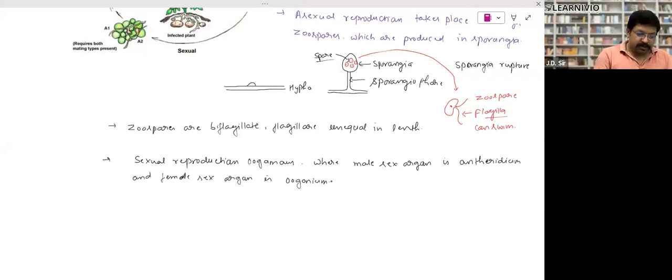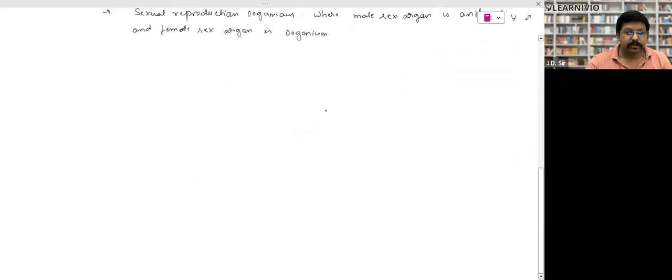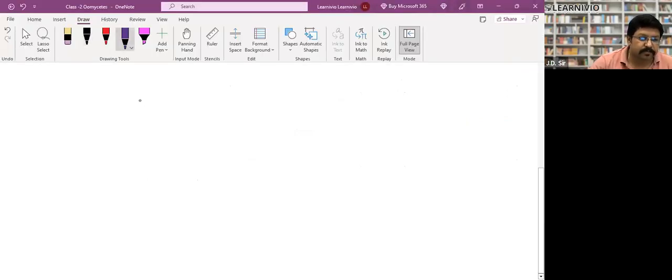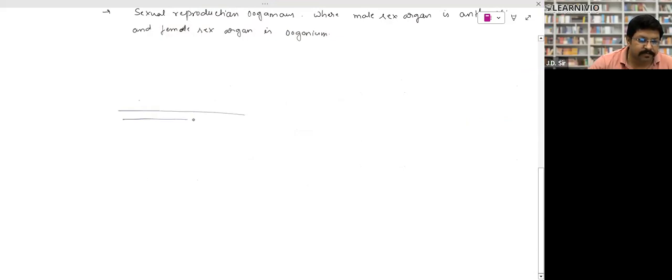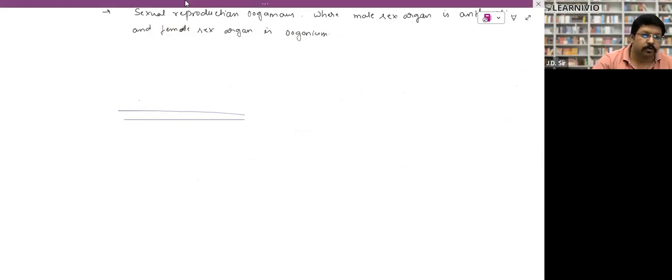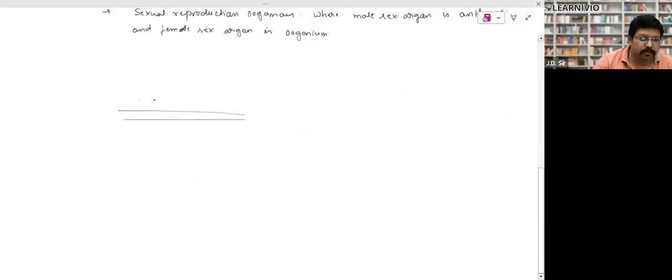Now, what kind of sexual reproduction takes place and how does it take place? Let me tell you. What is the oogamous sexual reproduction? Here in sexual reproduction, we require two kinds of sex organ, male and female sex organ, right? Suppose that there is a hypha. This is a hypha. On this hypha, two kinds of sex organ will be formed, right? First, the female sex organ. Suppose that this is the female sex organ.